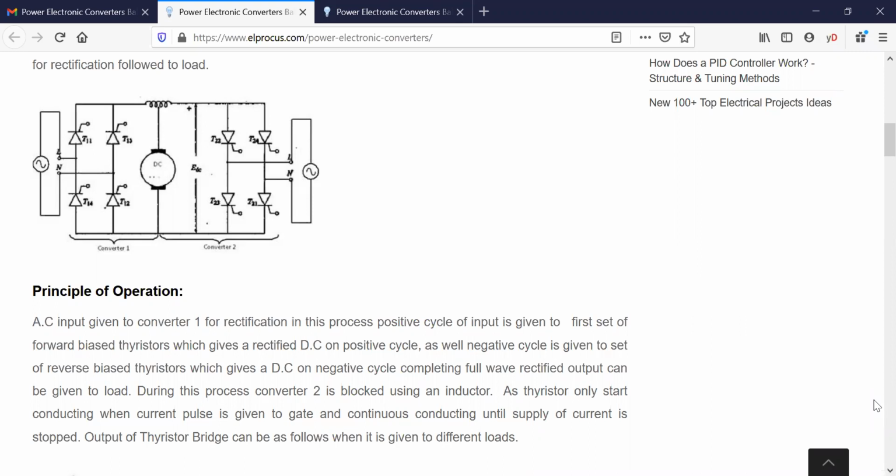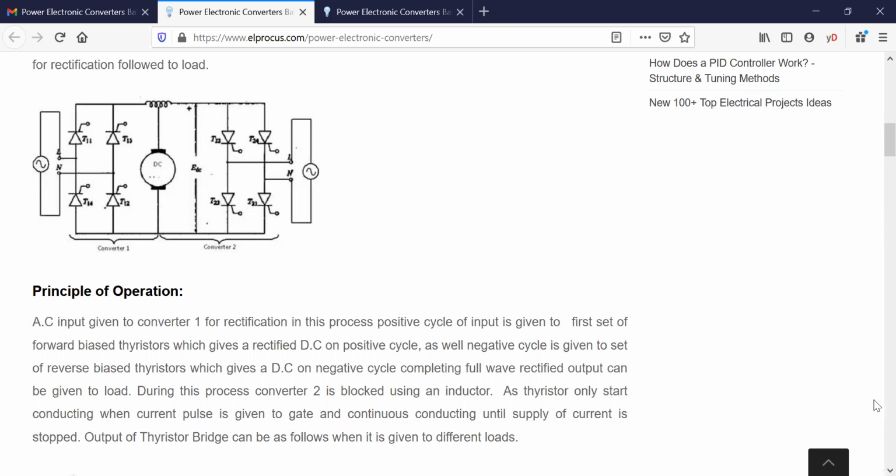Okay, we are giving a positive cycle of input to the first set of forward bias thyristors, which gives a rectified DC on a positive cycle, right? So AC is converting into DC for a positive cycle, and for a negative cycle as well. The negative cycle is given to the set of reverse bias thyristors, which gives a DC on the negative cycle, and it will complete the full wave rectified output, and that can be given to the load.